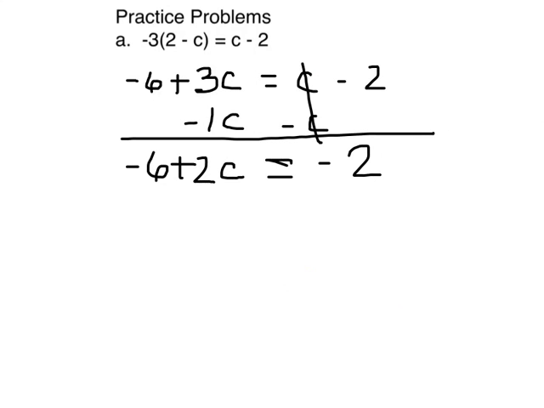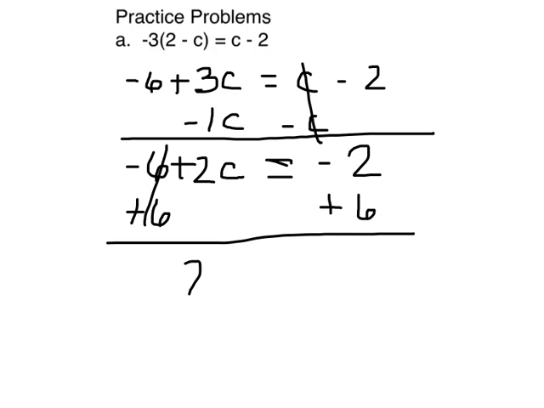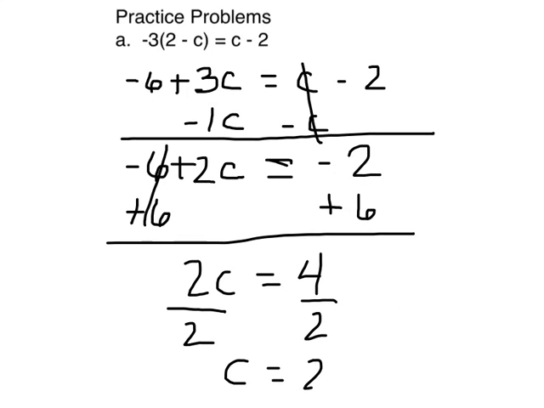Now I want to eliminate this negative 6 right here, and to do that I need a positive 6, so let's add 6 to both sides. I get rid of that, and I have 2C equals negative 2 and positive 6 is 4. Now I want to get rid of this 2, so I'm going to divide by 2 on both sides, and I have C equals 2.